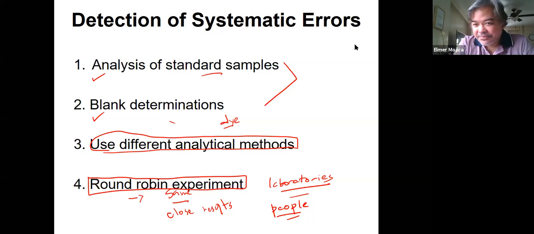Question? Before we go on to the other error.